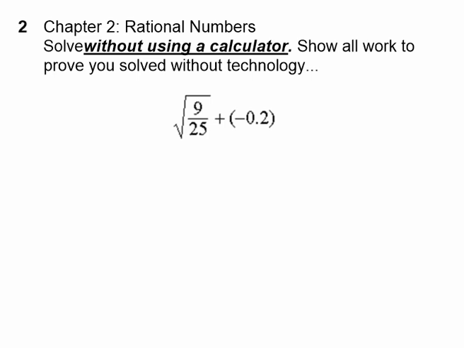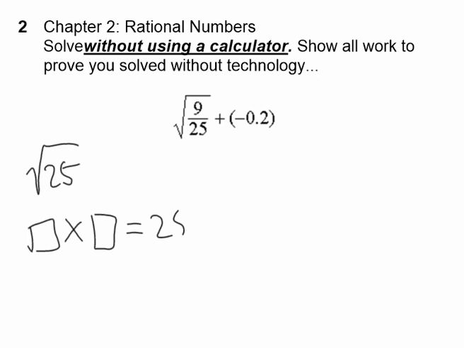Chapter 2 is on rational numbers, and it says, without using a calculator, show all your work to prove you did this without technology. So the first thing is, what does the square root of 25 mean? We know that it means what number multiplied by itself equals 25. And since 25 is a perfect square, we know that the answer to this is 5, because 5 times 5 equals 25, so therefore the square root of 25 is 5.